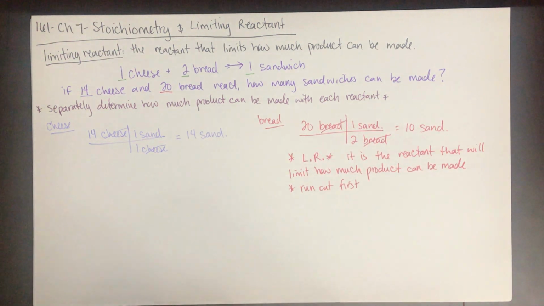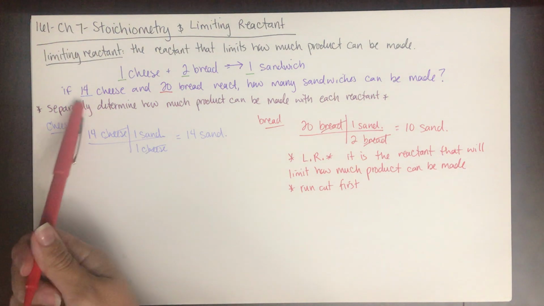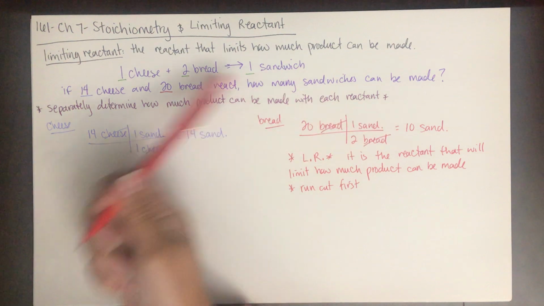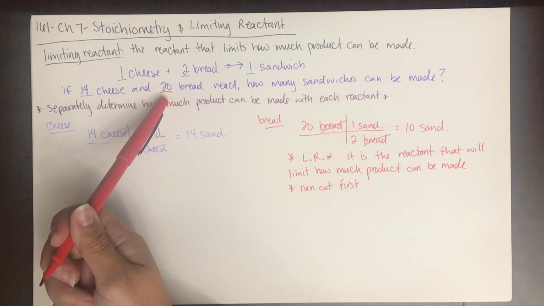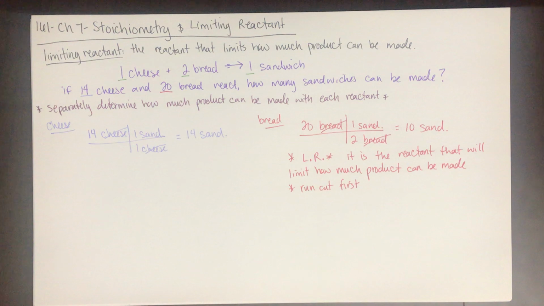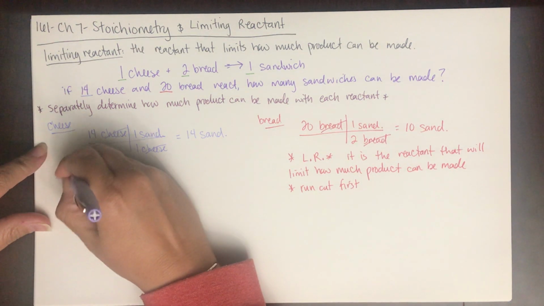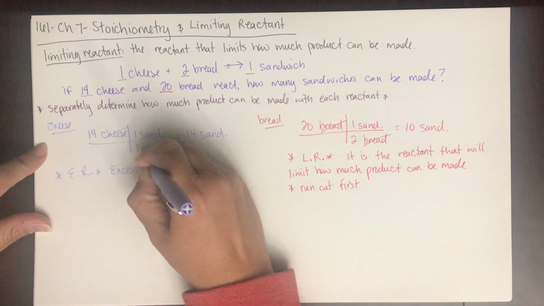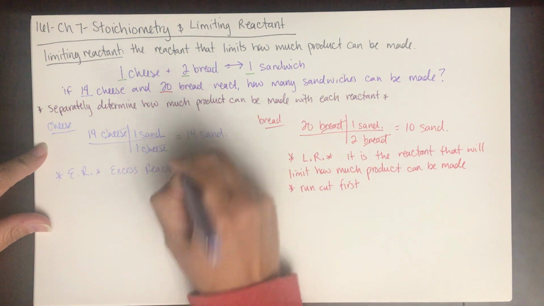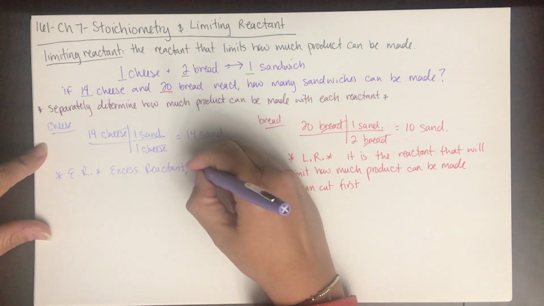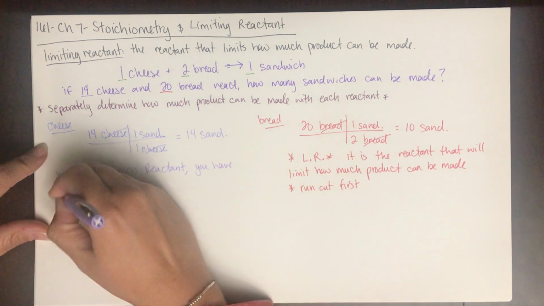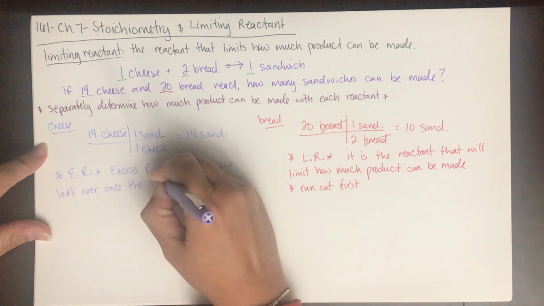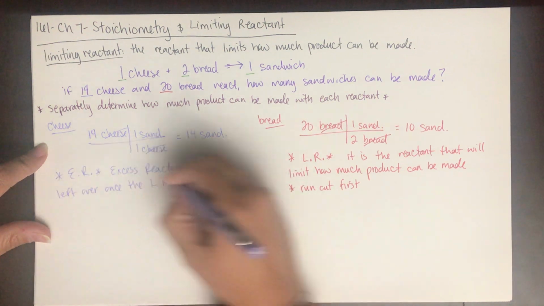So if you're trying to make as many grilled cheese sandwiches as you can, it doesn't matter that you have 4 pieces of cheese left over. You can only make as many sandwiches as you have bread. Once the bread is gone, you can't make any more sandwiches. So that makes this called the excess reactant. The excess reactant is the reactant you have left over once the limiting reactant has been consumed.